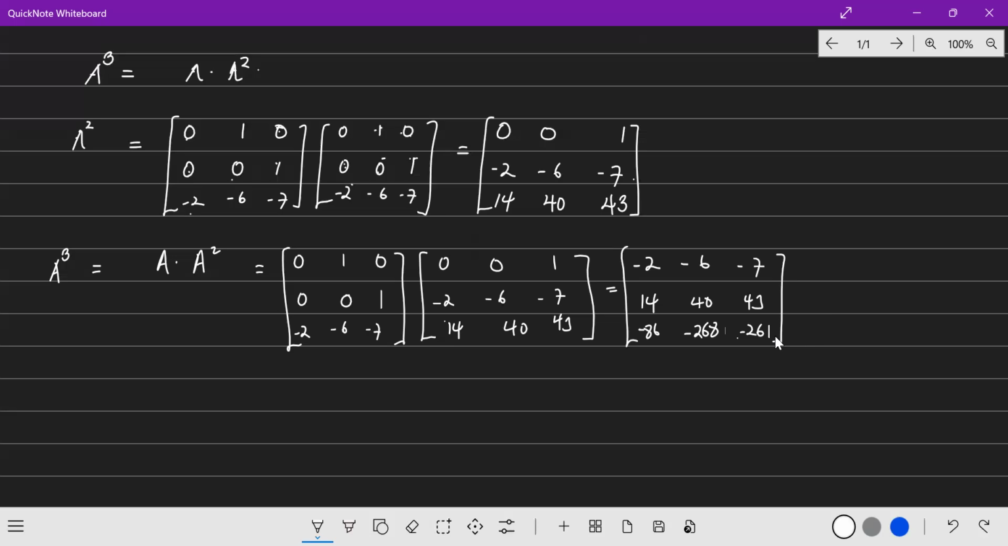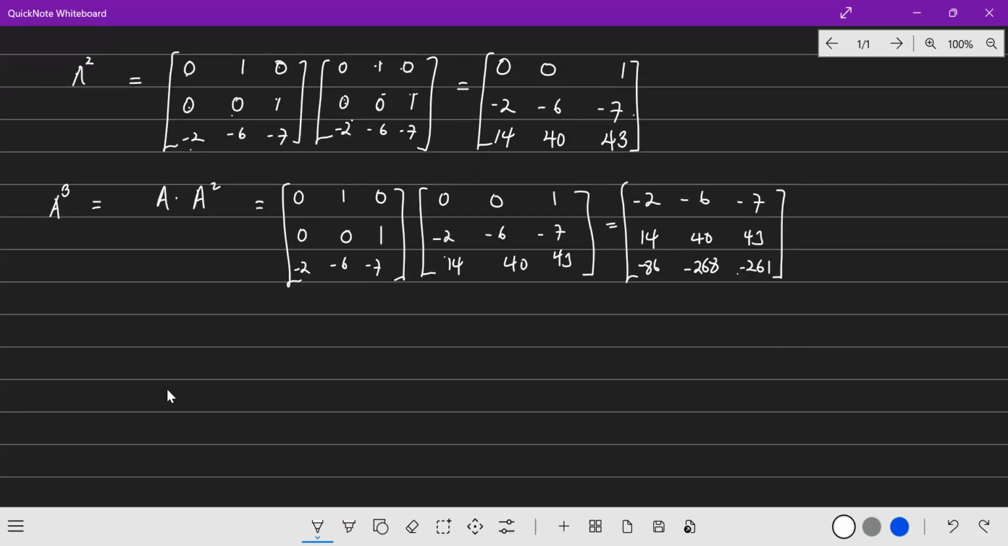What is it, right? So now let us write our equation and add everything, right? So we have the equation, you have cubed, right? So start with a cubed: -2, -6, -7, 14. What is it? This is a 40. Yeah, it's a 40. And then 43. This is -86, -268. And where does -268 come from? Okay. And then -261. And then plus.